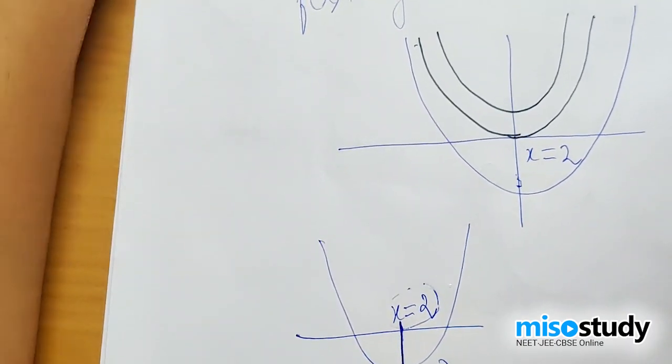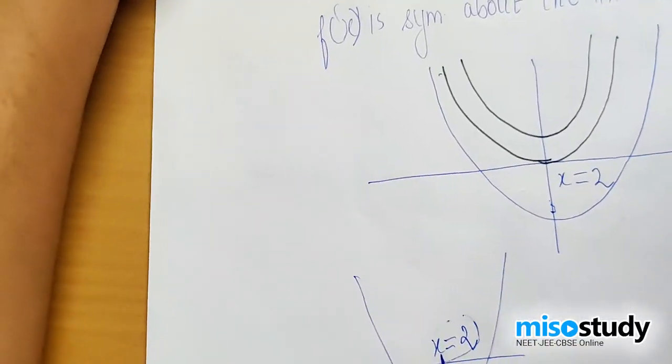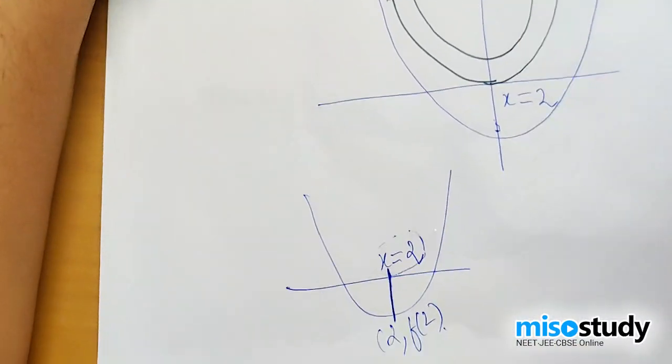Now let's come back to the options. We have to find out which one is the correct one. That means since f of 2 is the lowest point, f of 2 should have the lowest value.